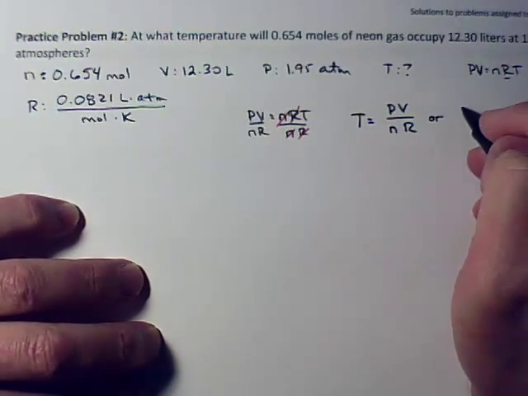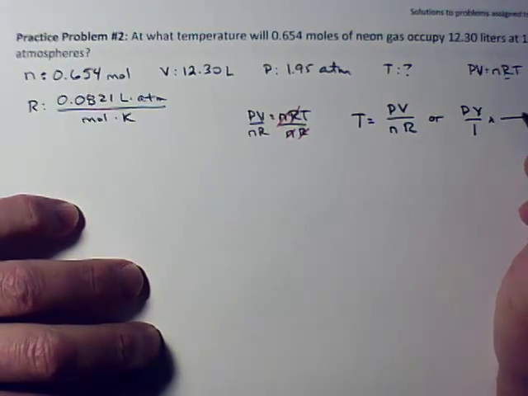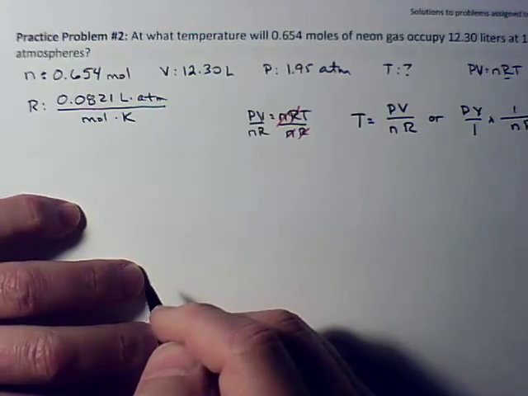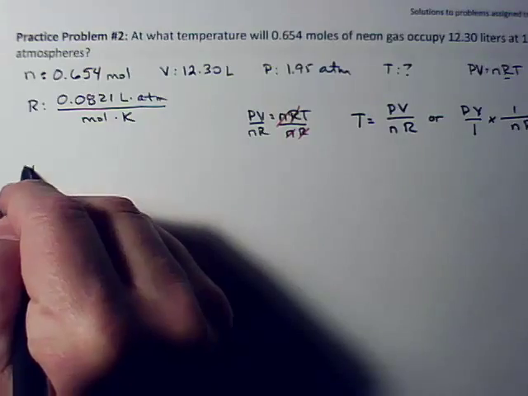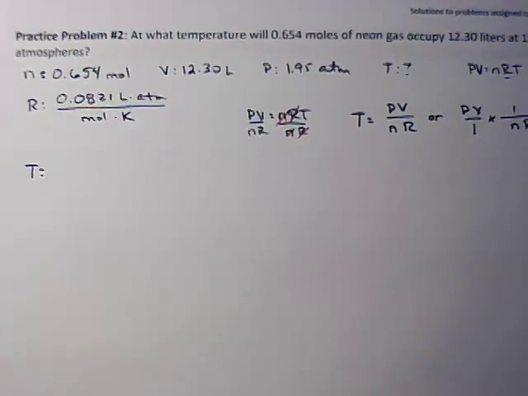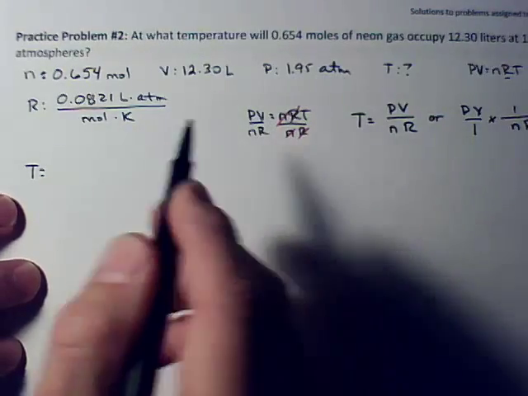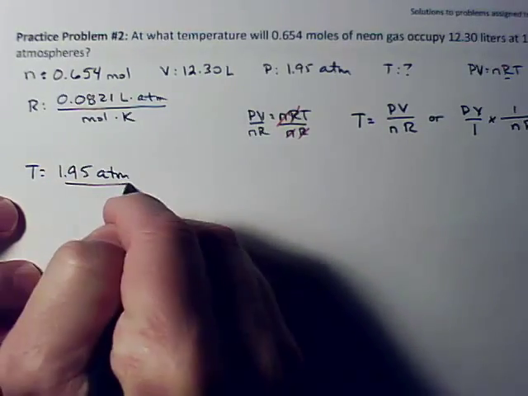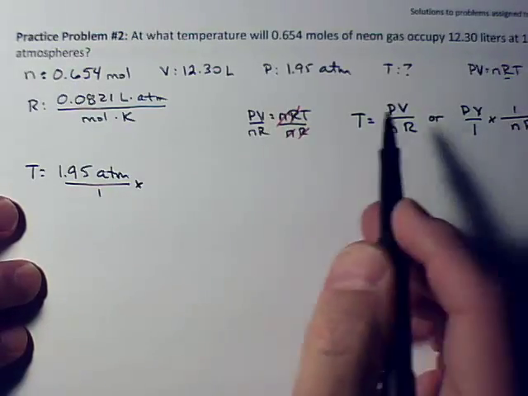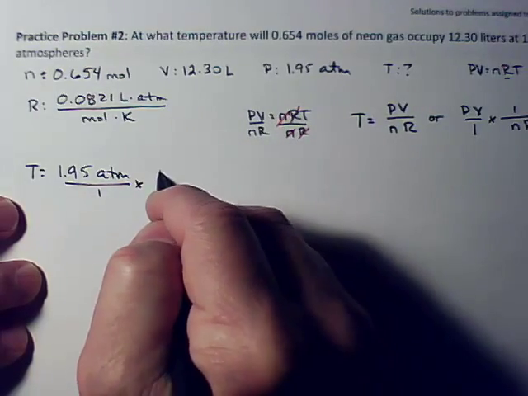or PV over 1 times 1 over n and 1 over R. Okay? Either one of those works. That's fine to do it either way. So temperature then is equal to pressure, and pressure is 1.95 atmospheres over 1. V, 12.30 liters.